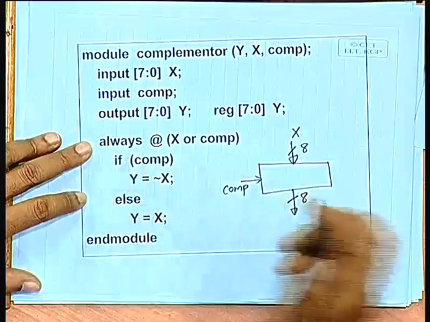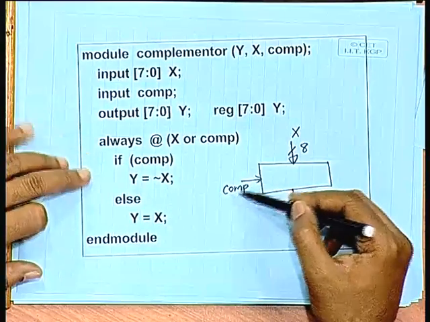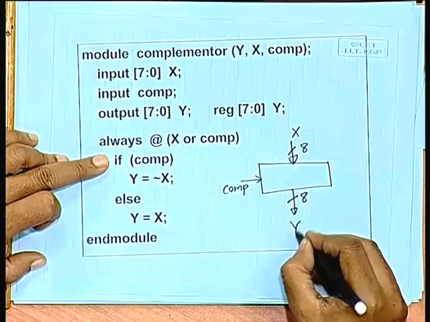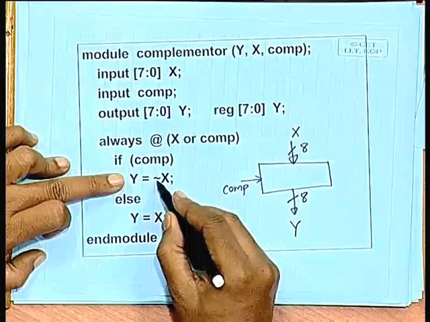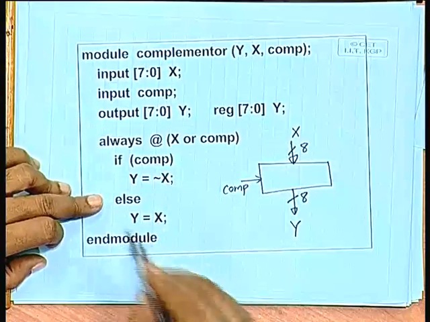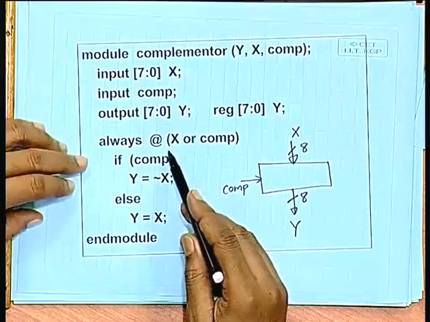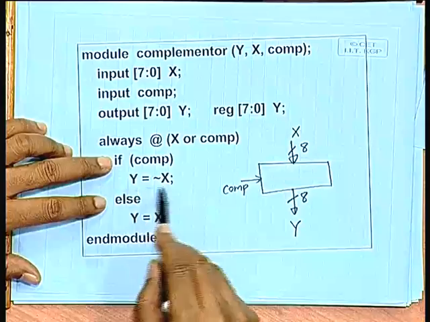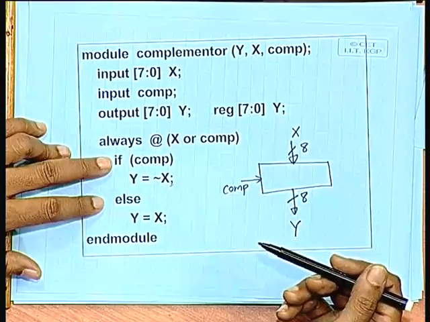Here we are giving an always block that whenever x changes or the control signal changes, if the control signal is 1, then you complement: the output y is equal to not of x. Not means bit by bit inversion, this x is a vector, else y equals x. This is a condition where you are specifying all possible values of comp, what to assign. So, this will be synthesized as a combinational logic.